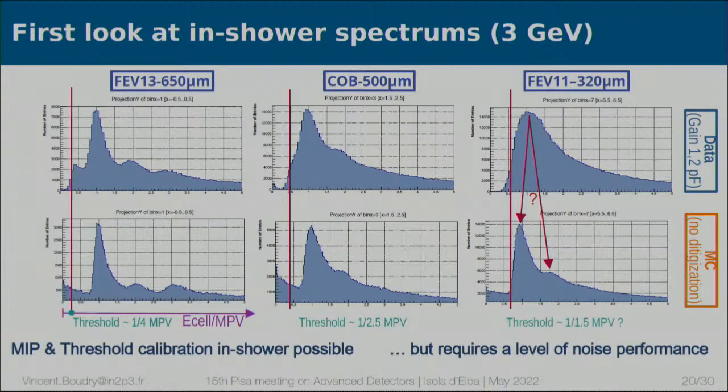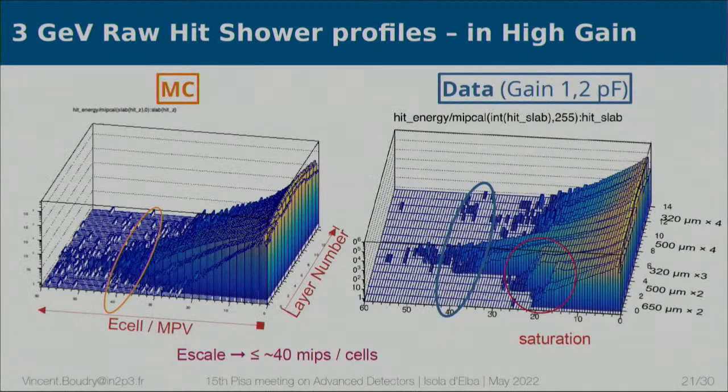This is with the highest gain we have with the chip. With the curb, this is slightly worse, but we still definitely see the nice MIP peaks, and we have a very, very nice threshold. And for the oldest one here, where we were also gluing the thinner wafers, you cannot distinguish the characteristic of the MIPs in the showers. So the conclusion is that you can do in-shower calibration using this signal if you have a good enough system.